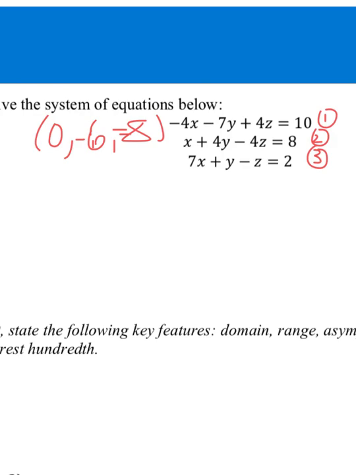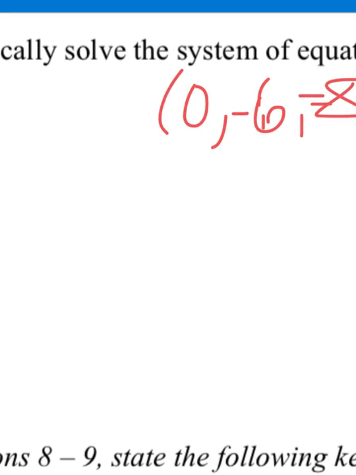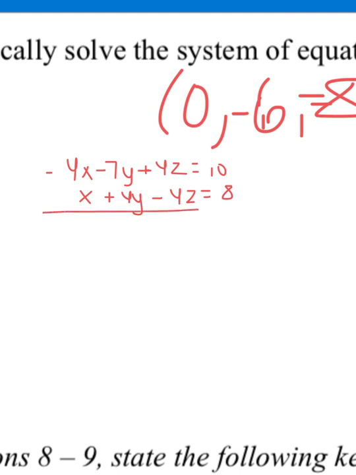So we have -4x, do this over here, -4x minus 7y minus 4z plus 4z equals 10. Then you have x plus 4y minus 4z equals 8. Now this elimination is nice because your z's are already going to eliminate. So I'm going to get rid of these.